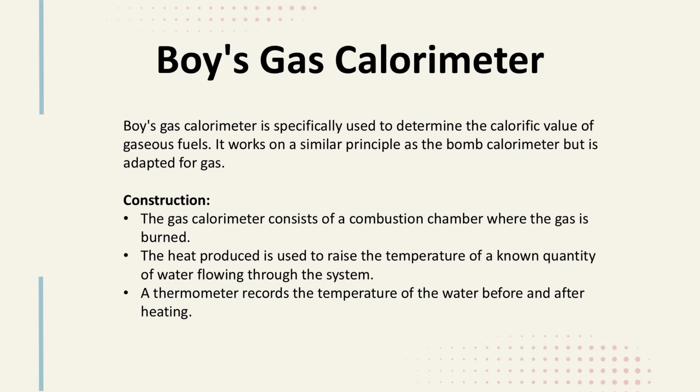The Boy's gas calorimeter is constructed with several key parts. Combustion chamber: this is where the gas is burned. The chamber is designed to ensure complete combustion of the fuel. Water flow system: water flows through the calorimeter in a controlled manner, absorbing the heat produced by the burning gas. Thermometers: these are placed before and after the water flow system to record the temperature change, which is used to calculate the calorific value of the gas.